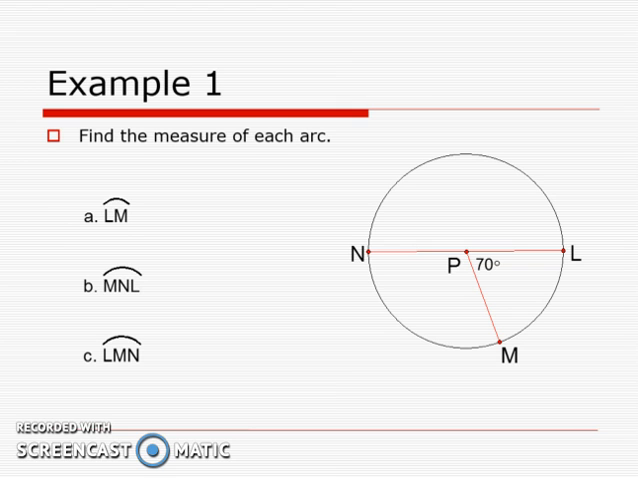LM is the same as the central angle, 70 degrees, so arc LM is just 70. M to N to L is everything except for the 70 degrees. So we're going to take that away from 360. 360 minus 70 is 290. LMN is along a diameter, so that's a semicircle, so that's 180.